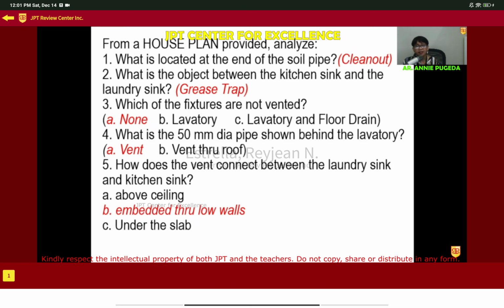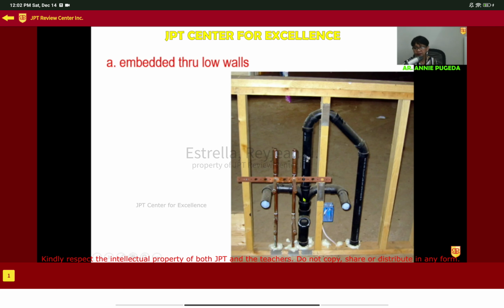What is the 50 mm, 2 inches? 50 mm diameter behind the lavatory. Diba? For every fixture, there should be individual venting. Vent. How does the vent connect between the laundry sink and the kitchen sink? Okay? So, syempre, kailangan mo ng tinatawag na island venting. It is embedded sa low walls. So, yung island venting na to ay katulad nito. Ayan o. Embedded to low walls.